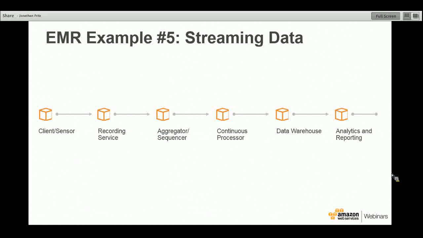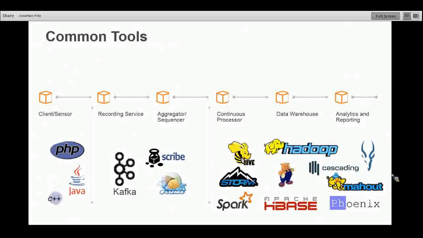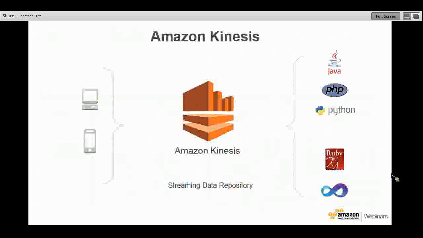And finally, you can use EMR with streaming data as well. This is a typical streaming data flow and common sets of tools for each part in the pipeline, from sensors emitting log data, to continuous processing on that stream, to being loaded into a data warehouse for analytics and reporting. So you can see a lot of different tools you can use, and it can get very complex.